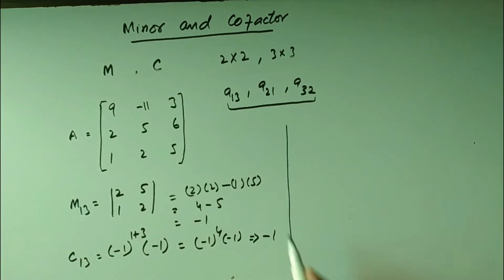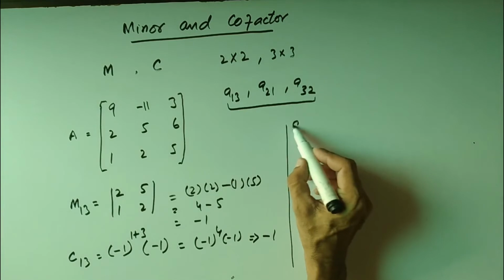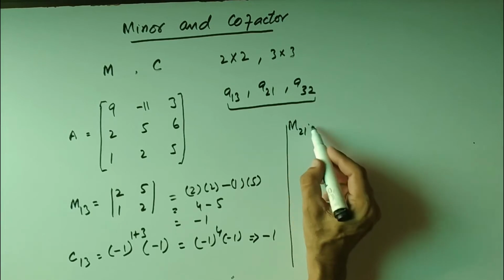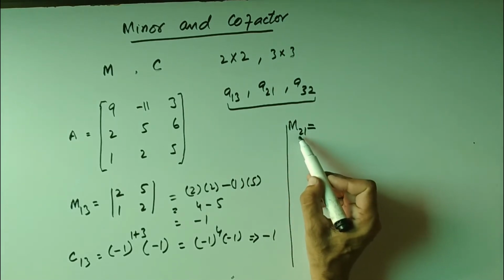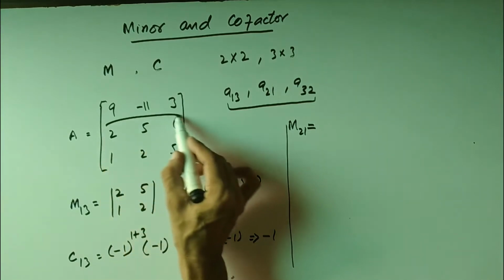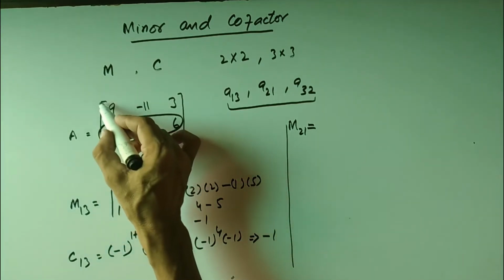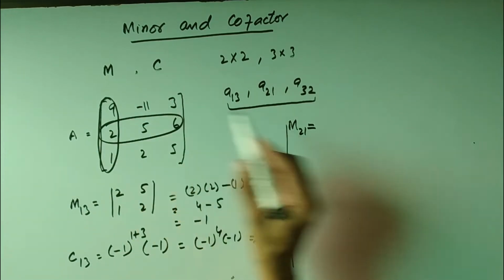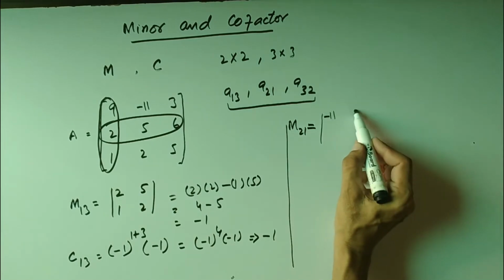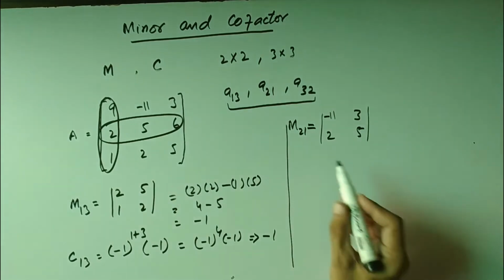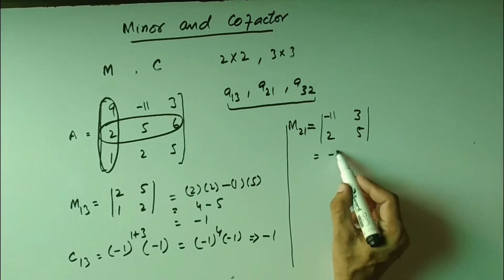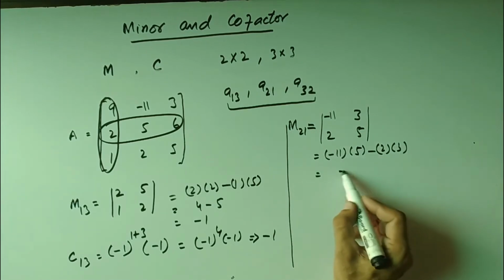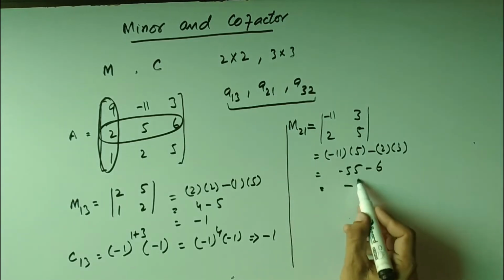One more example of minor and cofactor, that is A21. How can I write? That is M21 for the minor. So what we have to do? Second row, first column. We can leave the second row and first column, and the remaining elements are minus 11, 3, 2, 5. So we have to solve this: minus 11 into 5 minus 2 into 3. So minus 55 minus 6, that is minus 61.